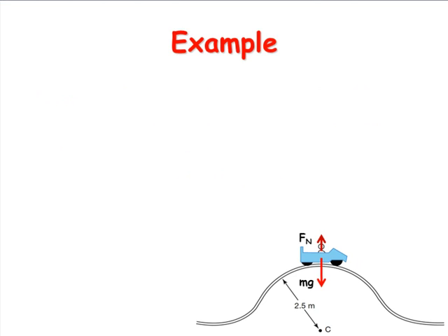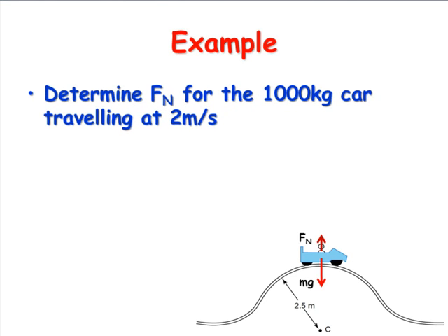So let's consider an example similar to what we did before. We've got the 1,000 kilogram car traveling at 2 meters per second.